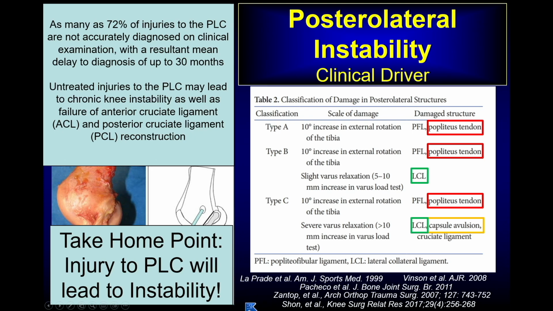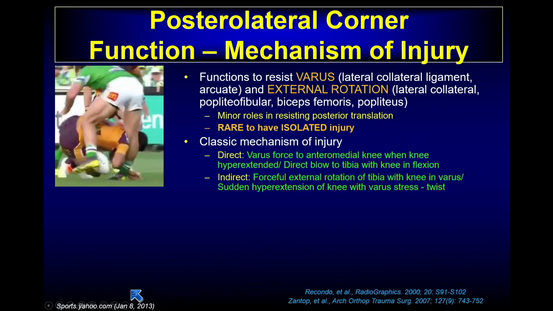So the take-home point here is that injury to that posterolateral corner, if undetected in the setting of other injuries, will lead to instability and degenerative changes down the road. So when we think about the mechanism of injury, shown here in these rugby players, here you're seeing the varus force along that medial aspect of the knee.